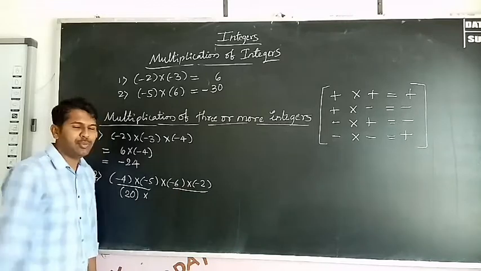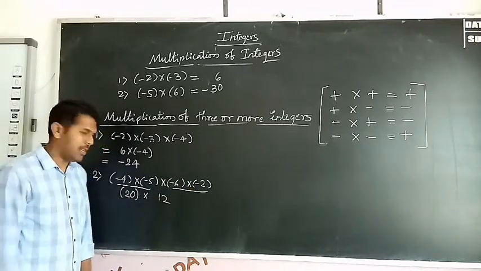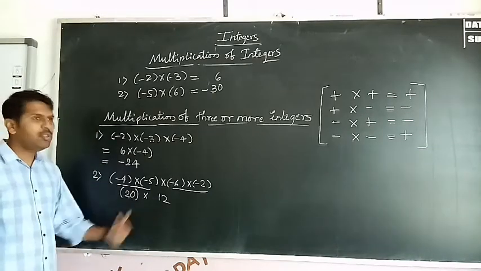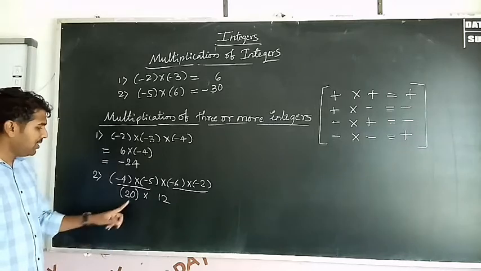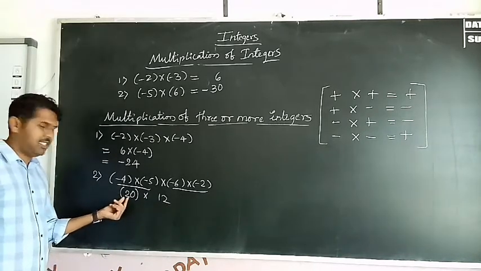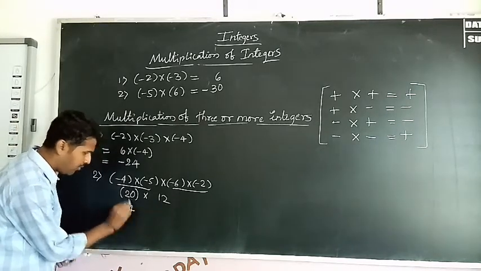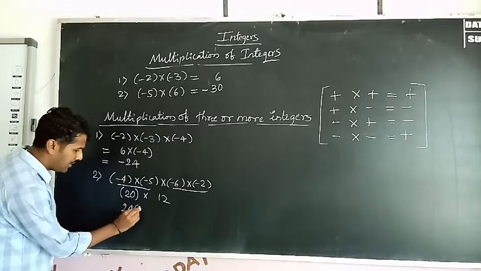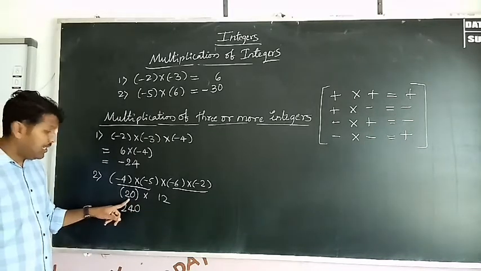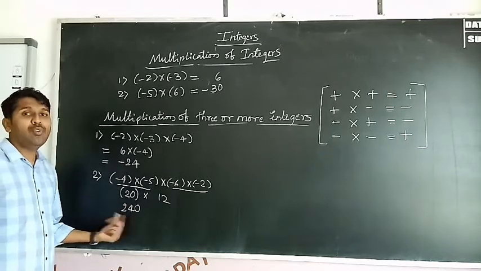6 into 2 is 12, minus into minus is plus. So 12. Now multiply again: 20 into 12. How to multiply this one? If 0 is there, directly multiply the digits: 12 twos are 24, and put the 0 as it is. This is a simple way of multiplying numbers like 10, 20, 30. So the final answer is 240.